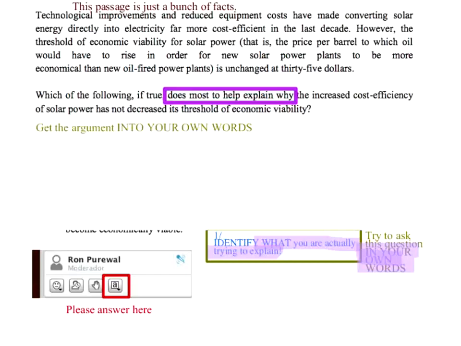Get the argument into your own words. And ideally, those words should be as conversational as possible. They should not sound very formal, because formal language is not easy for anybody. So what the first sentence means is that solar power is cheaper than it used to be. That's basically what that means. So solar power is getting cheaper. I mean, solar power to electricity to use for electric is getting cheaper.